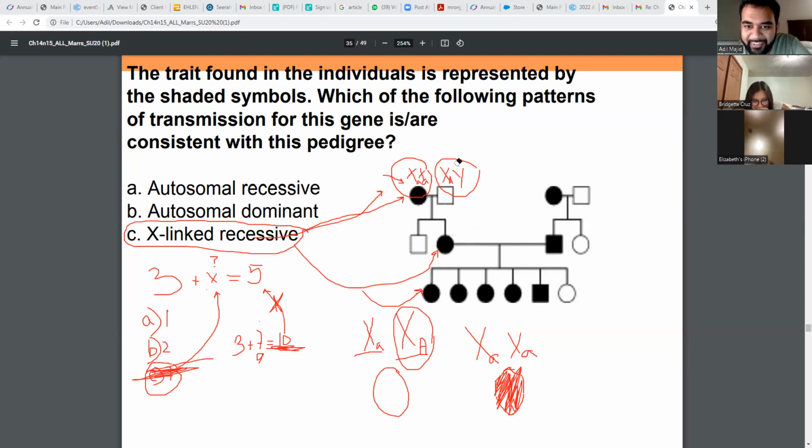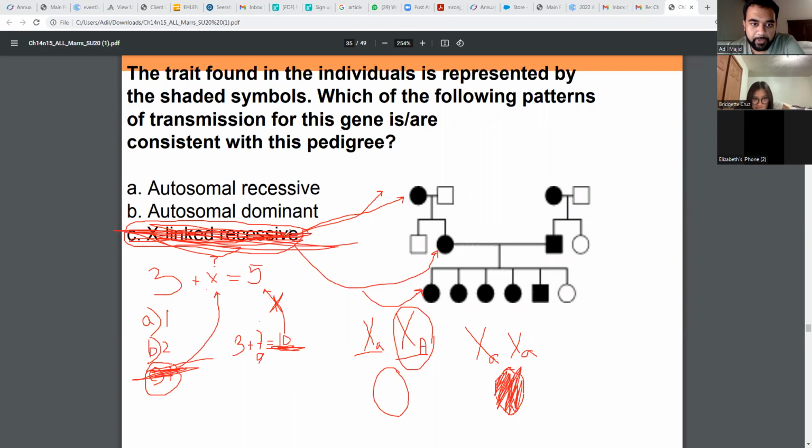Okay, does that make sense, what I just did? Yes, okay. So just like we're plugging in these values for x to figure it out. Now we disproved this, right? We proved that it can't be X-linked recessive, right? Mhm. Okay. So now we're gonna do the same thing. We proved that it can't be C anymore, right? Right. So now let's evaluate option A.